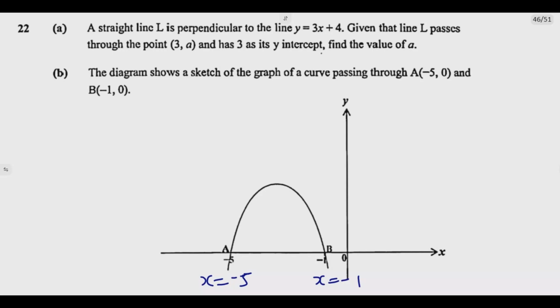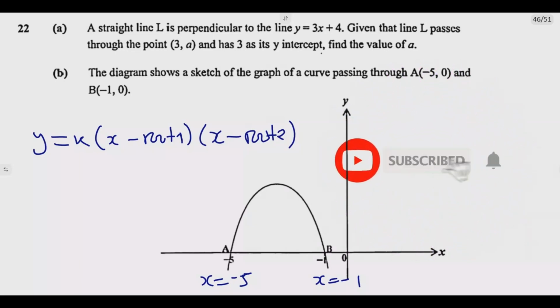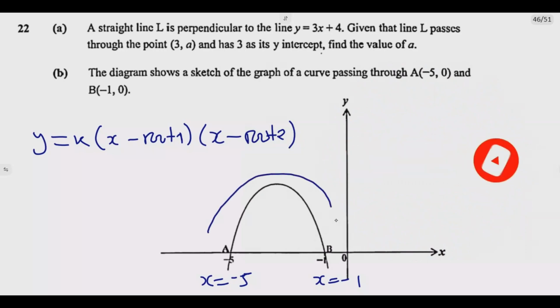And this equation, because it's a parabola, follows this form: y equals k times (x minus root 1) multiplied by (x minus root 2). And these roots, we've already identified them. If you look at this curve, the graph itself opens downwards, closing like this. This is downwards.